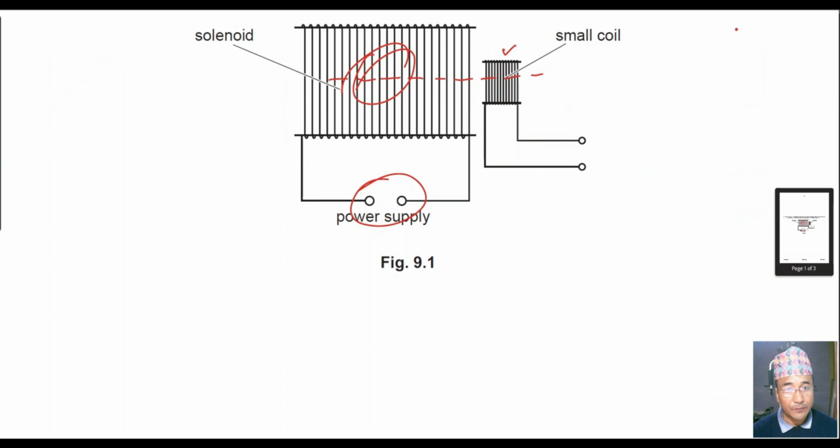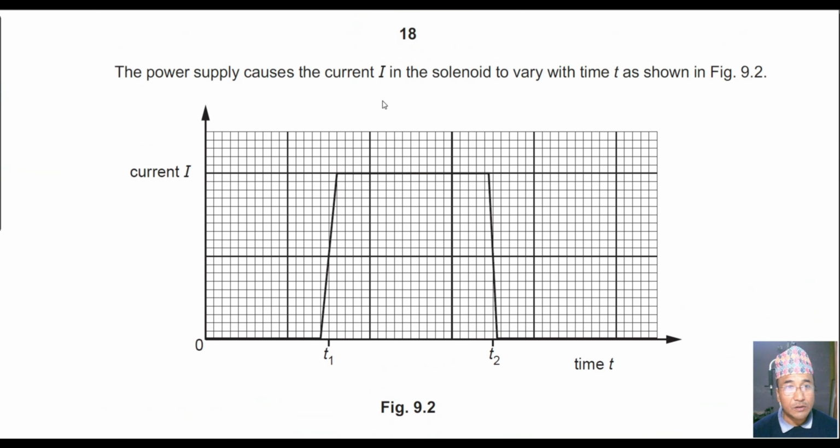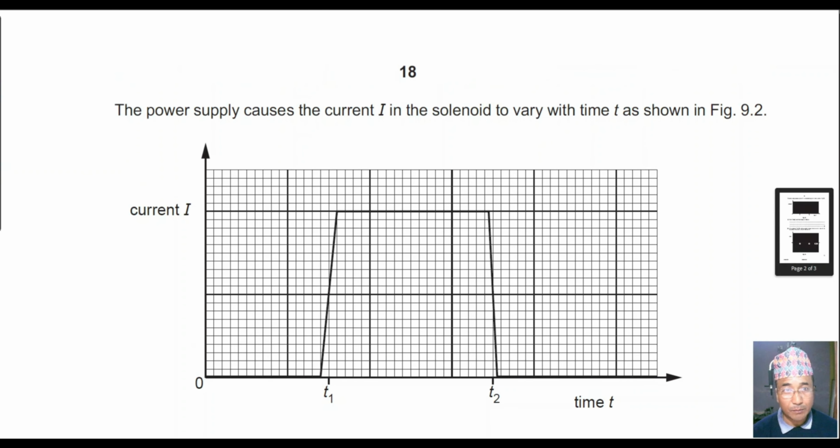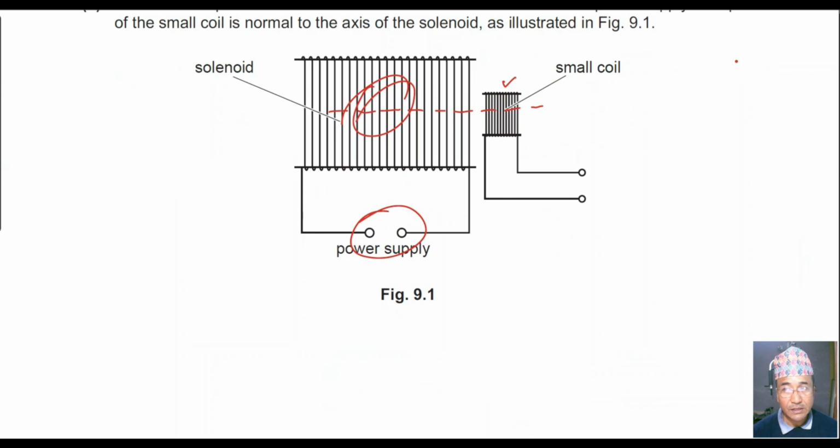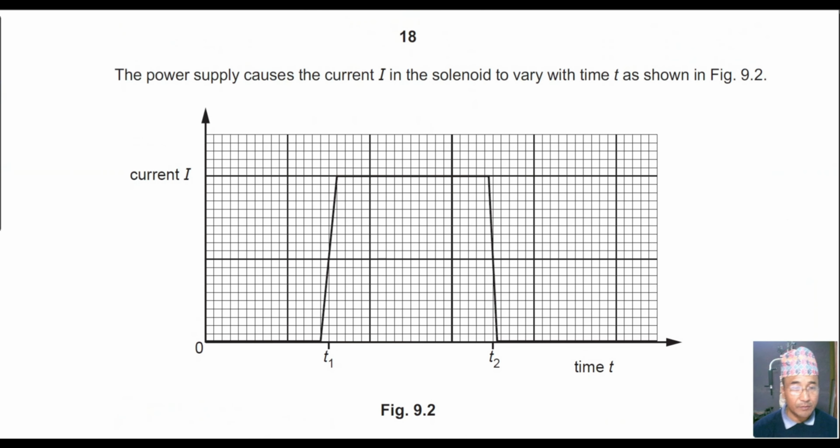Then the power supply causes the current I in the solenoid to vary with time t as shown. So we have the power supply here, it supplies current here, and the current varies as such. This is the type of variation of current. Till a certain time, 1 square left of t1, the current is 0. Then after 1 square right of t1, current rises uniformly to a maximum value. Then it remains constant at maximum value. Then from this half square here, it decreases to again 0 and it remains constant. So this is how the current varies.